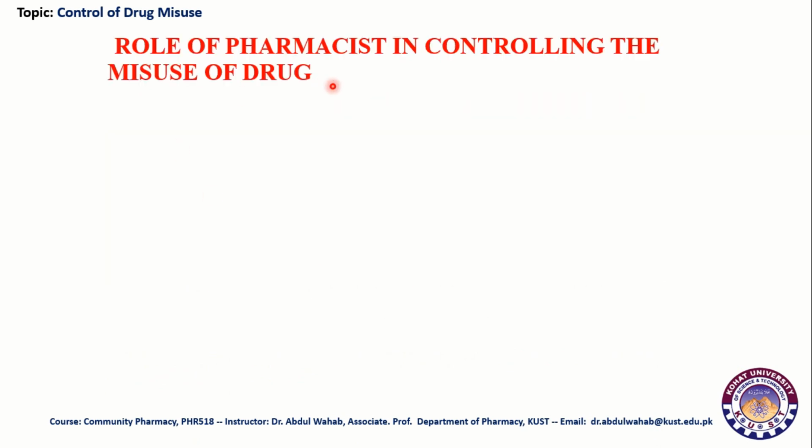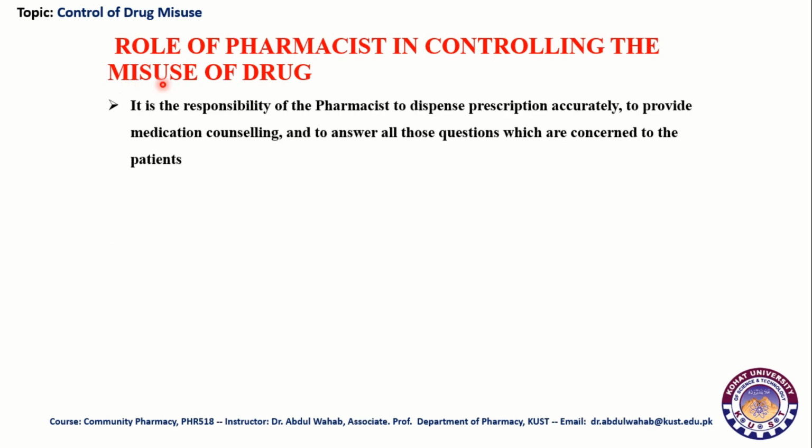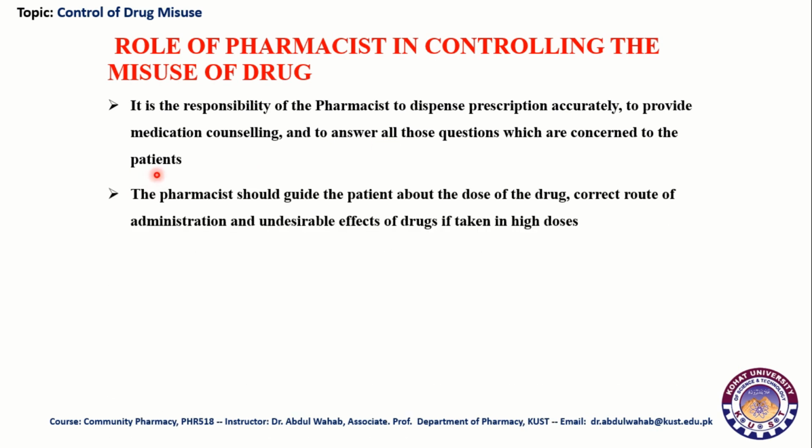Role of pharmacist in controlling the misuse of drug. It is the responsibility of the pharmacist to dispense prescriptions accurately, to provide medication counseling, and to answer all those questions which concern the patients. Similarly, the pharmacist should guide the patient about the dose of the drug, the correct route of administration, and undesirable effects of the drug if taken in high doses.